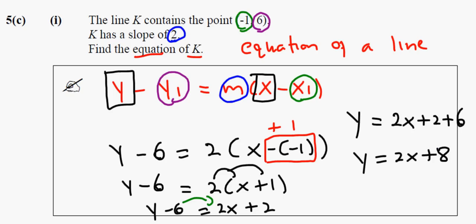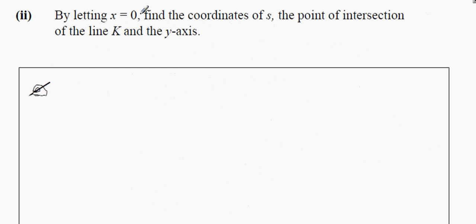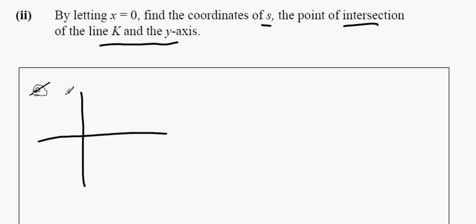Now, by letting x equal 0, find the coordinates of S, the point of intersection of K and the y-axis. So once again, I want to figure out where my line hits the y-axis. Okay? So where does it hit the y-axis?